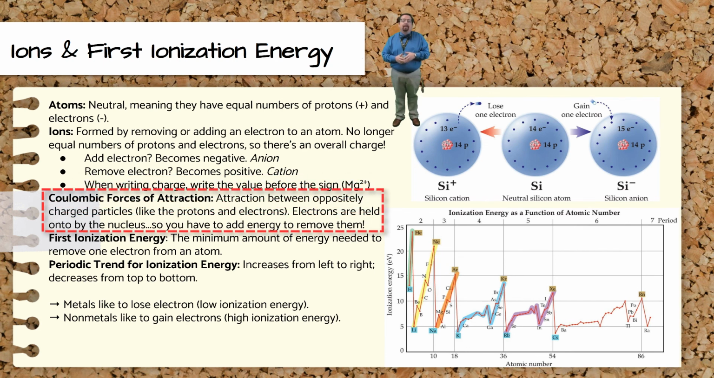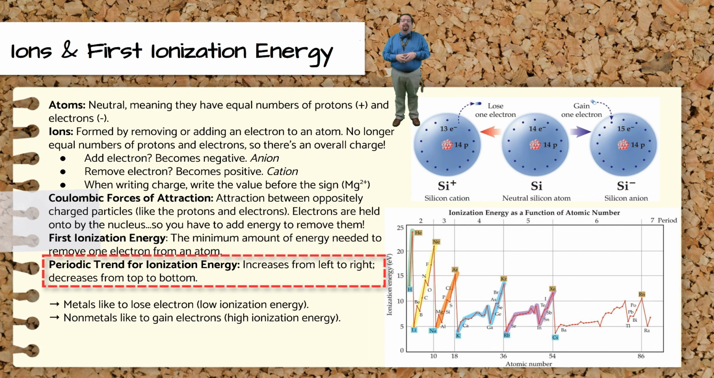We kind of mentioned this before, but the forces that hold electrons around the nucleus, that attractive force between oppositely charged particles, is called the Coulombic force of attraction. In order to remove an electron, you have to add enough energy to overcome the Coulombic force of attraction. The minimum amount of energy you need to pull an electron away from an atom is known as the first ionization energy. The first ionization energy increases as you go from left to right on the periodic table and decreases as you go from top to bottom. We'll learn more about why that is later.